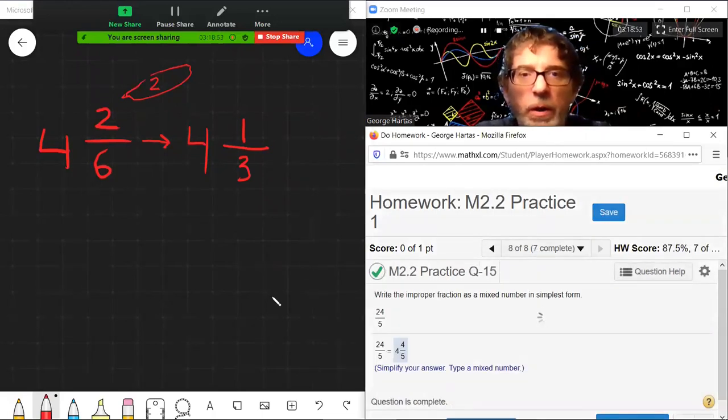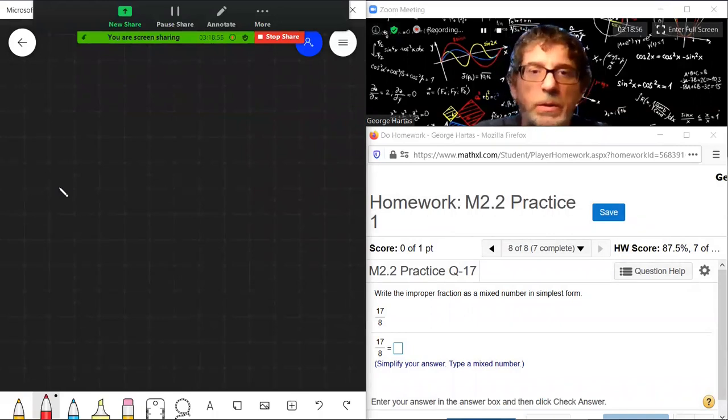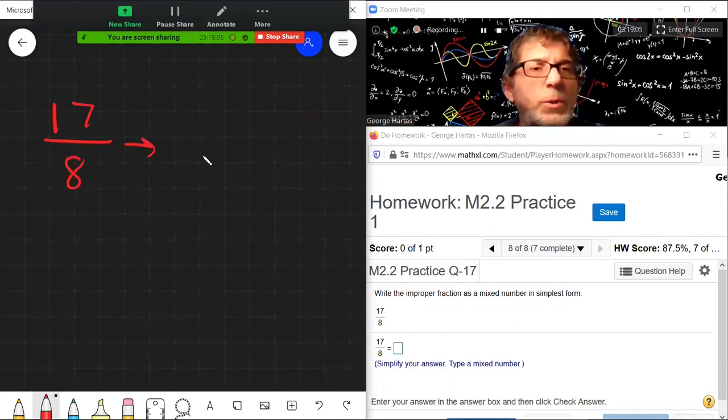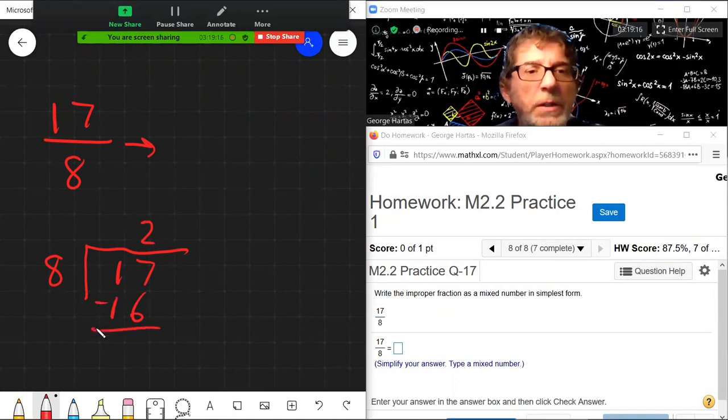One more problem. 17/8. Convert this into a mixed number. Long division. 8 divides into 17 2 times. 2 times 8 is 16. Subtract, 1. Q, R, D. Let's take it and pop it in there, right? We know the format by now. We got it memorized. Q, you said, correct. R is next, yes. D's next.